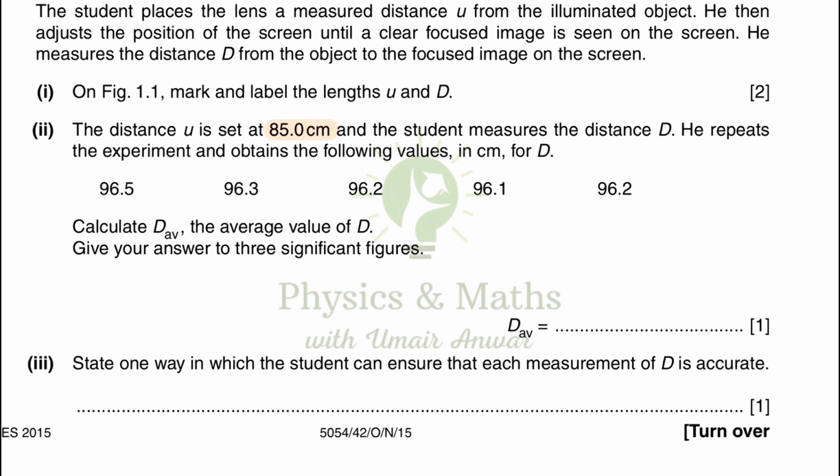Calculate d average, the average value of d. Give your answer to 3 significant figures, because we can see that in the raw data the distances are also given in 3 significant figures.